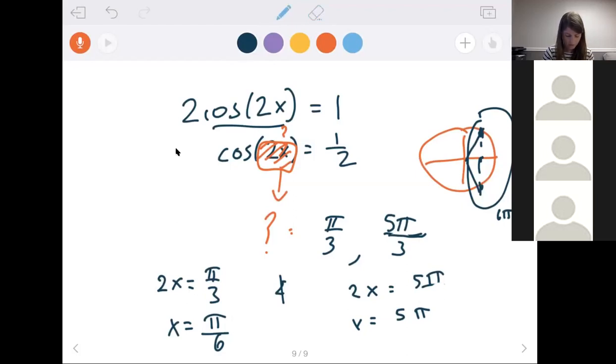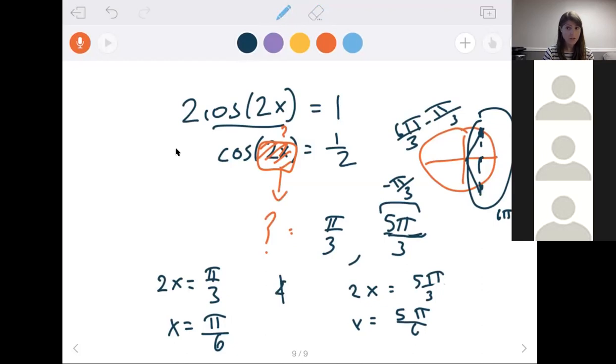So here, 5 pi over 3 is really the same thing as the negative pi over 3. So we're thinking 6 pi over 3, or 2 pi minus pi over 3 gives me that 5 pi over 3. And I mistakenly just wrote that 6 and then carried it down. So if we fix that and divide by 2, pi over 6, 5 pi over 6.